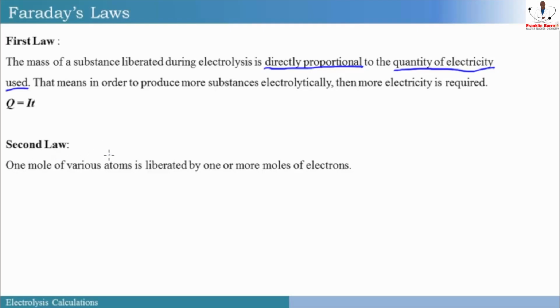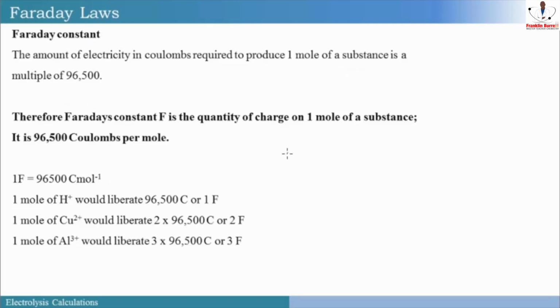The second law is saying that for 1 mole of various atoms, 1 or more moles of electrons can be liberated. So if you have 1 mole of, say, silver, we know that silver would produce only 1 mole of electron. We can have 1 mole of aluminum, and that will produce 3 moles of electrons. Let us look at it a little more. Bear in mind that all the calculations will be based on Faraday's 2 laws.